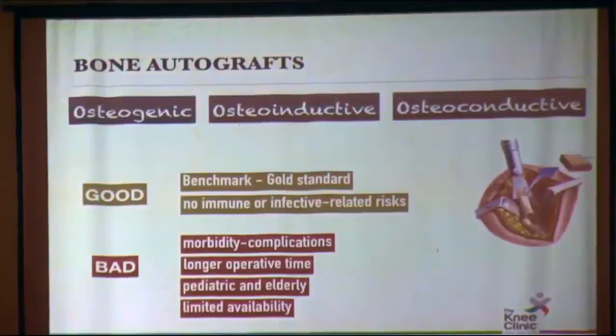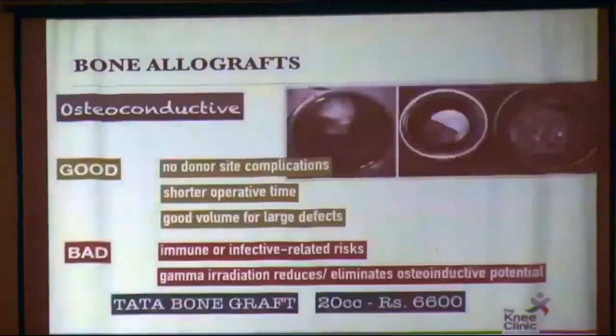Of course, we all know bone autograft is the gold standard. Why is it good? Because our body can accept it well because it belongs to us. And it does all three: osteogenic, osteoinductive, and osteoconductive. What's bad? Yes, of course, there is some donor site morbidity. In babies, you maybe don't find enough graft. It adds to your operative time. And if you want lots of bone, you can't take all of it from one place.